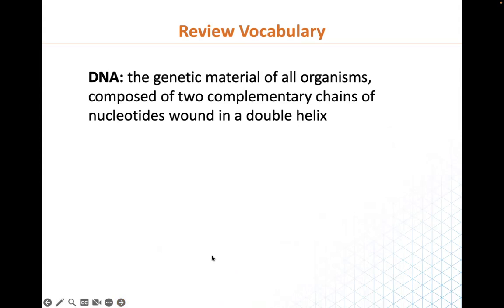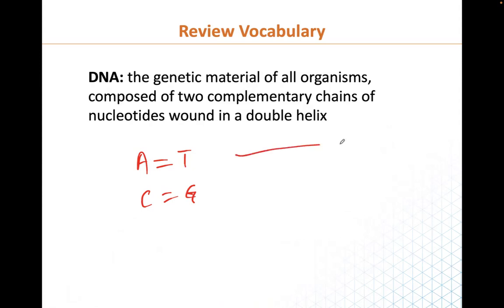DNA is the genetic material of all organisms. Every organism has DNA. It is what stores the genetic information of the organism, and it's composed of two complementary chains of nucleotides. Complementary means when you have A, you have a complementary base. Chargaff's rule says A pairs with T and C pairs with G.